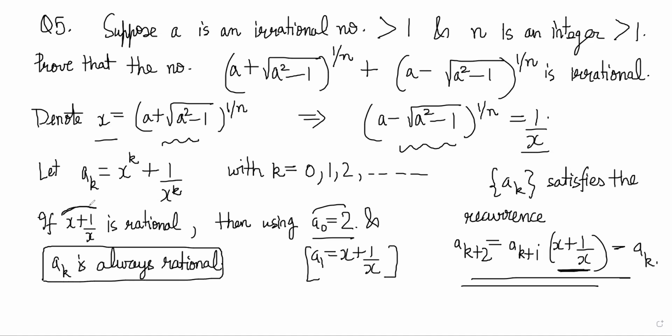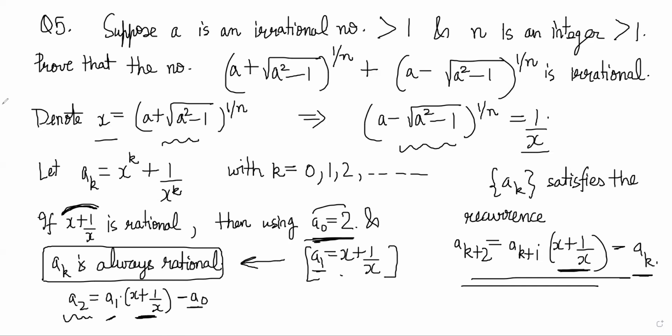If this part is rational, then any a_k will be built by multiplying rational numbers and subtracting a rational number, right? Suppose you wanted to find out a2. a2 would be, k is 0, so a1 times (x plus 1 by x) minus a0, right? Now a0 is 2, a rational number. We are assuming x plus 1 by x is rational, and a1, again, we are assuming it is rational. So obviously a2 is rational. If a2 is rational, a3 will be rational. So any a_k is always rational here, for any value of k.